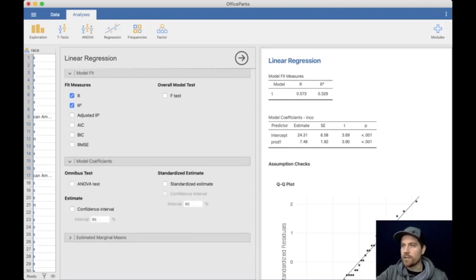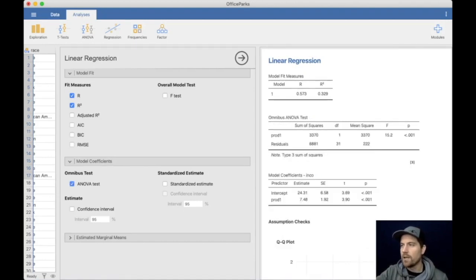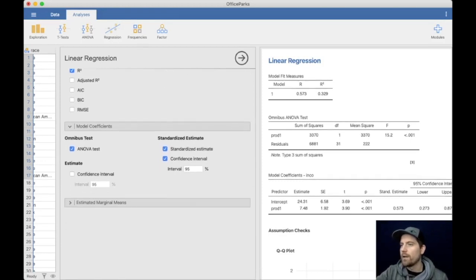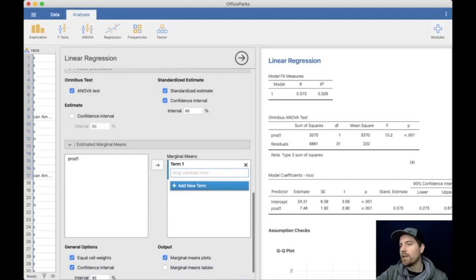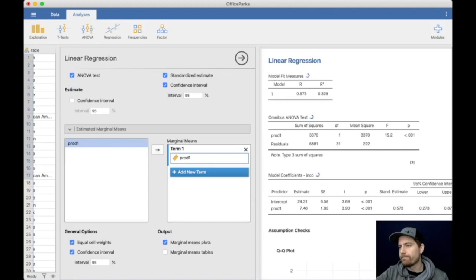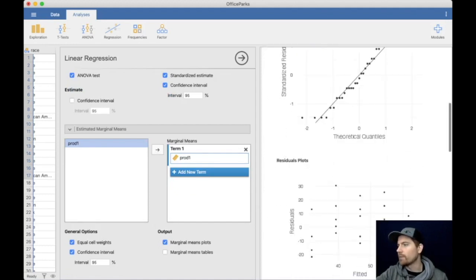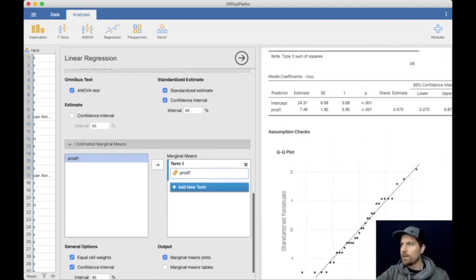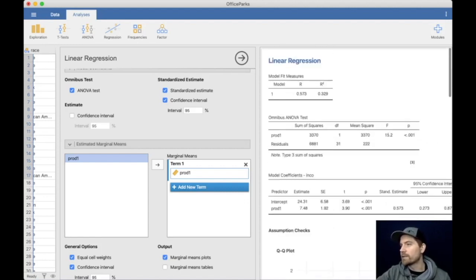The model coefficients, often we're also going to want the ANOVA test. And it can be really good to get a standardized estimate. So we're going to include both of those, and we'll get a confidence interval for the standardized coefficient. We'll talk about what that means in a moment. And then this is actually going to give us a plot that we'll show at the bottom in a moment. Let's walk through what each of these pieces mean.